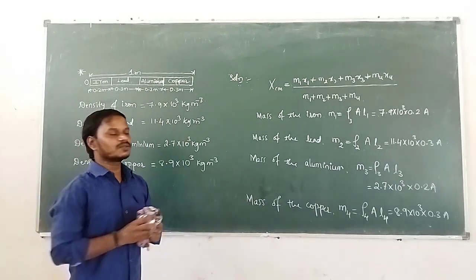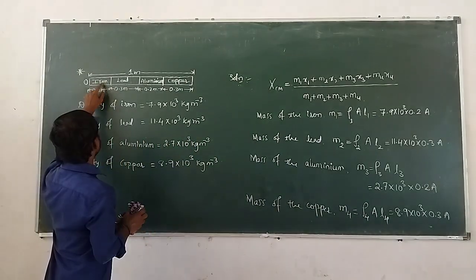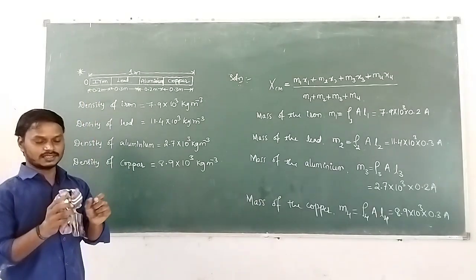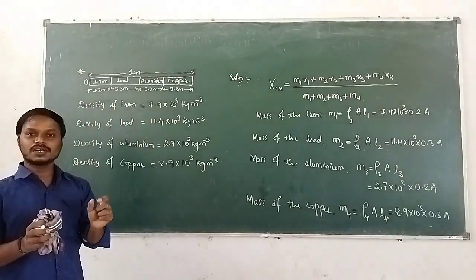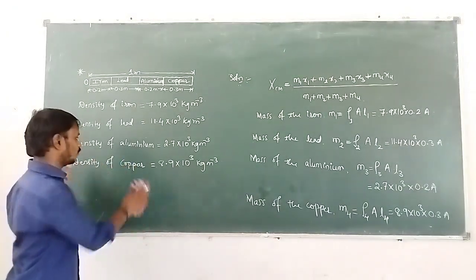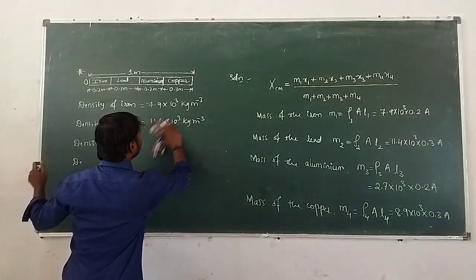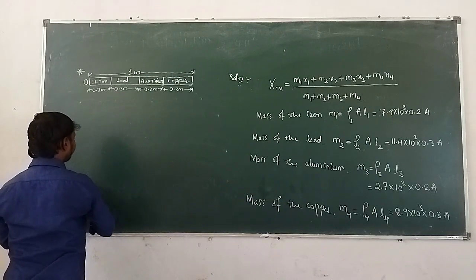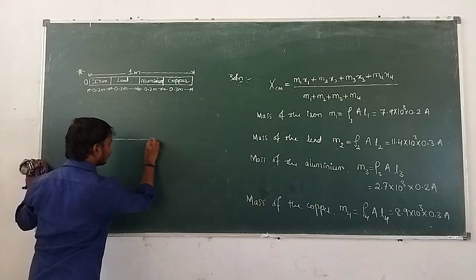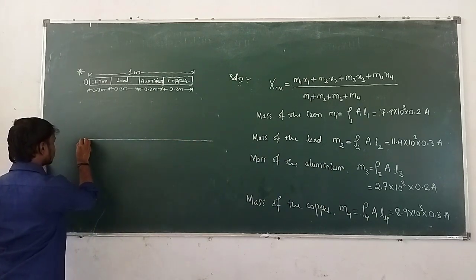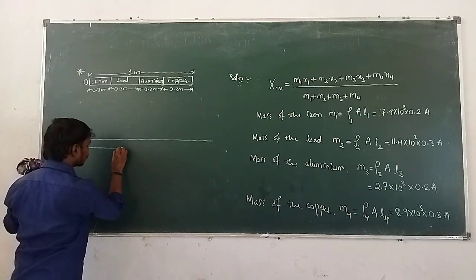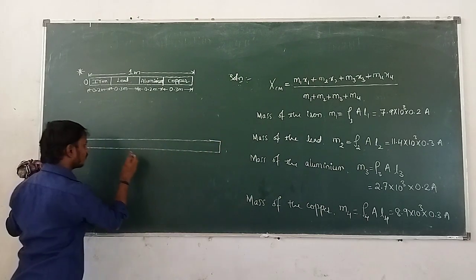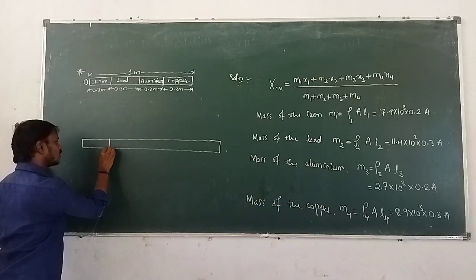Then the position coordinate of the total mass of the iron from the O. See how to find that one. Once again I will draw the diagram. This long rod having how many materials? 4 materials. Then let us take it is iron.